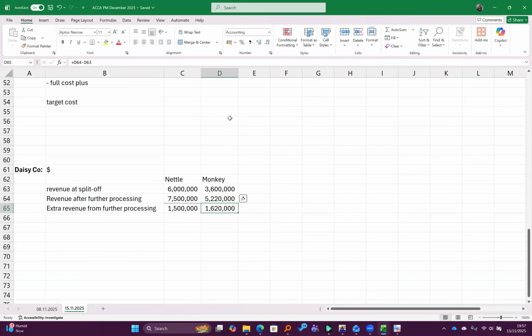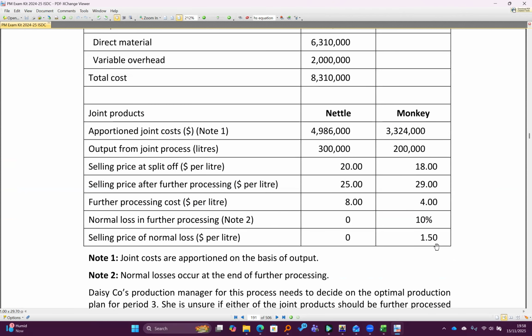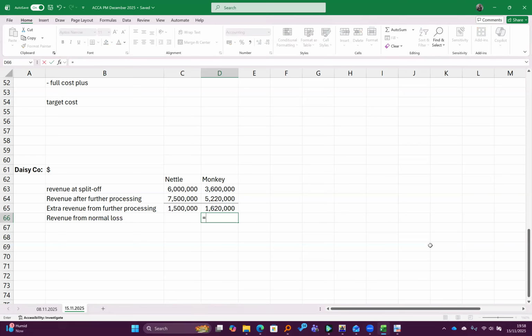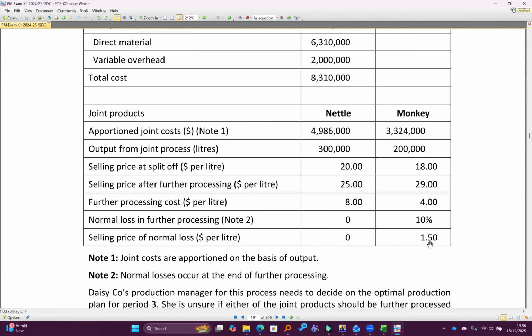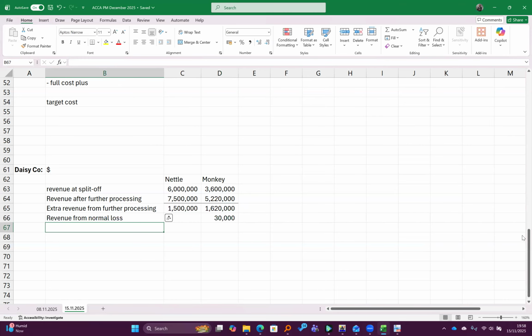So the real revenue is 1.62 for Monkey, but also there is revenue from the normal loss, because they said that once we lose that, we can sell it at 1.5. So it means that we are going to get 1.5 multiplied by the 200,000 multiplied by the normal loss, which is 10%. So we sell that normal loss for 30,000.